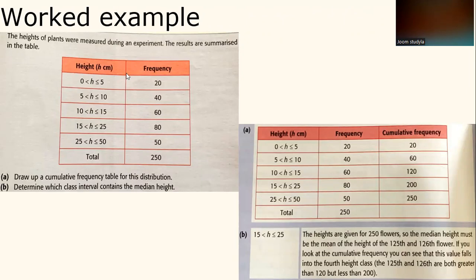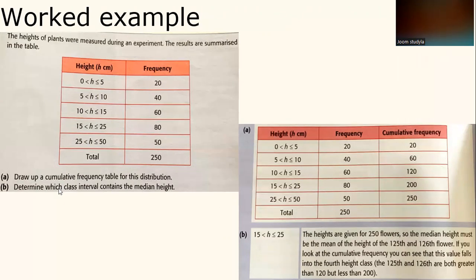Given the worked example here, the heights of plants were measured during an experiment. The results are summarized in the table. You have the height of the plant on the left hand side, where you have 0 less than height less than or equal to 5. You have about 20 frequency. And the total of frequency is 250. So the question is, you have to draw up a cumulative frequency table for this distribution.